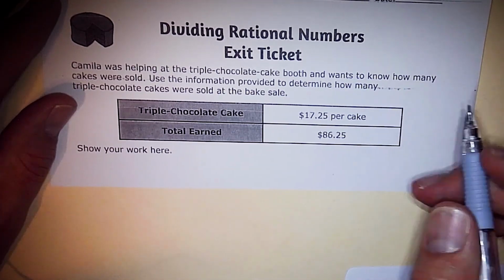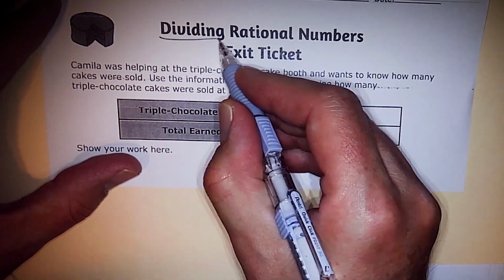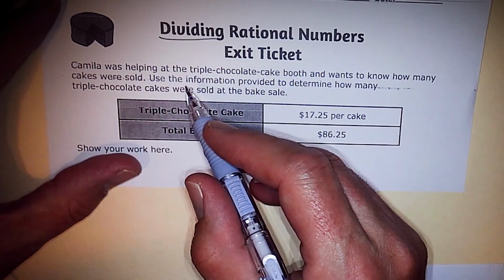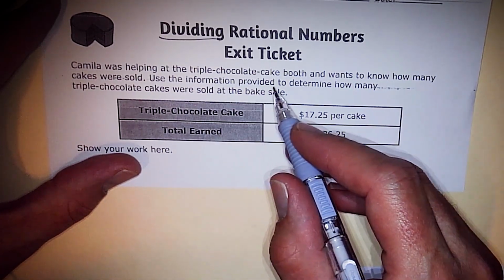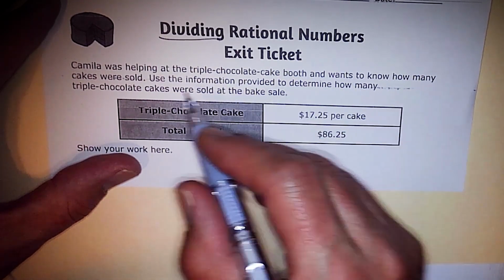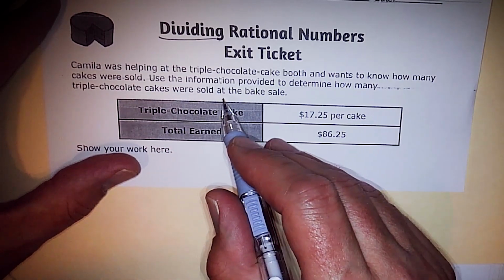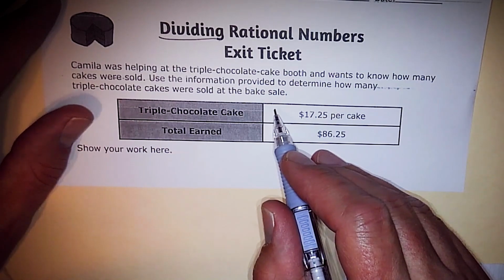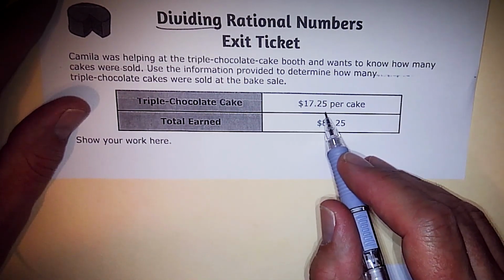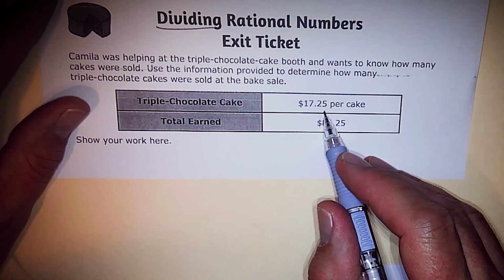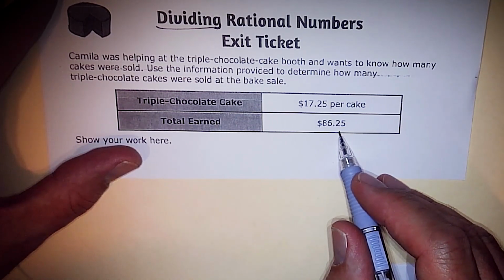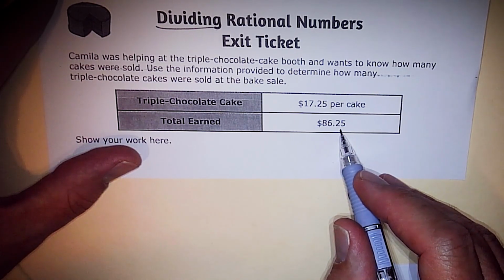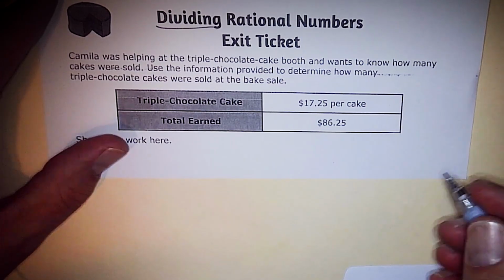Now here's another one. Dividing rational numbers. Exit ticket. It says dividing right here. Camila was helping at the triple chocolate cake booth and wants to know how many cakes were sold. Use the information provided to determine how many triple chocolate cakes were sold at the bake sale. The cakes are $17.25 each, and the total earned was $86.25. It says it's going to be dividing.